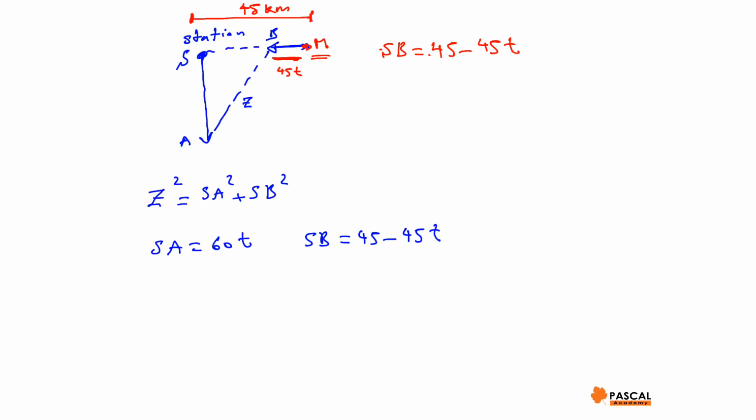Therefore, z is the square root of 3600t² plus 45² times (1 minus t)². t is between 0 and 1.